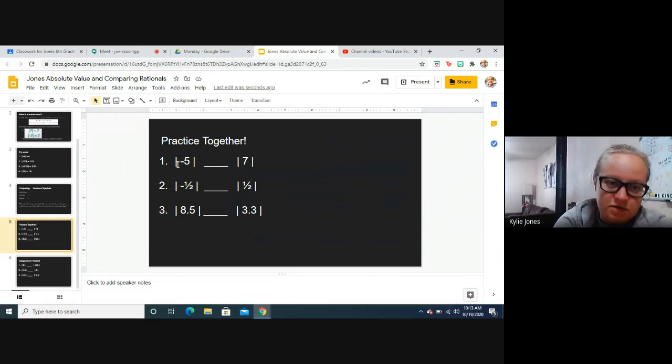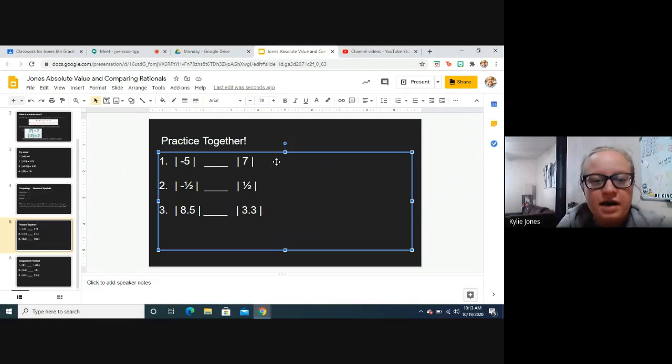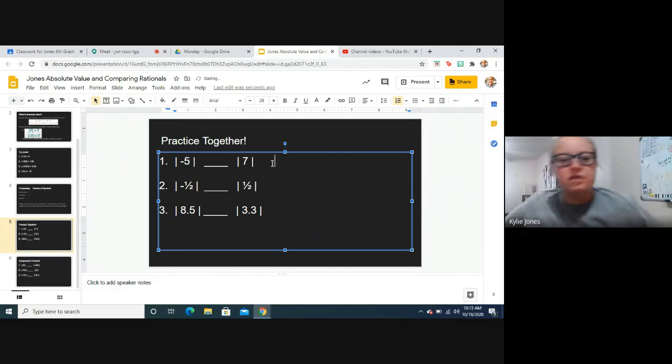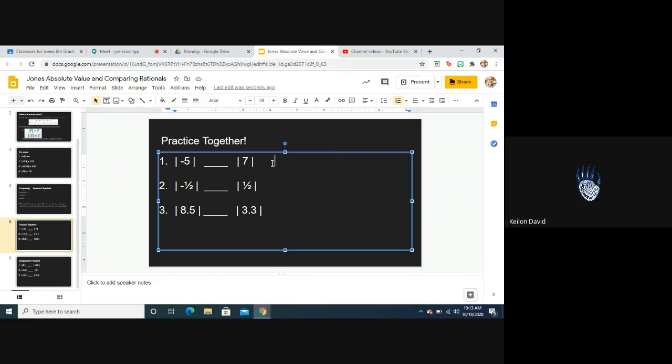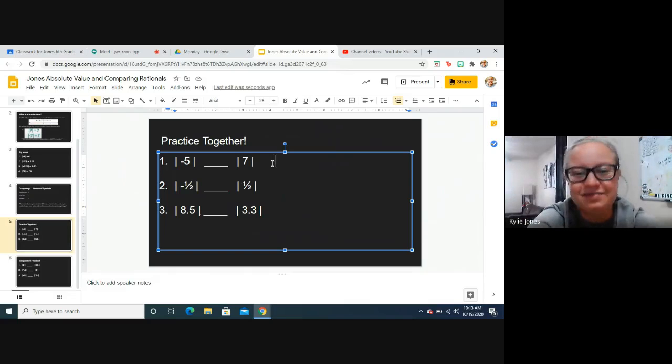So what we're going to do is take the absolute value of these numbers for number 1 and decide which symbol needs to go on that line. So I'm going to kind of type a little bit to the side. If we're looking at the absolute value of -5, what does the absolute value of -5 become? It becomes a +5, right? You just make it a positive number.